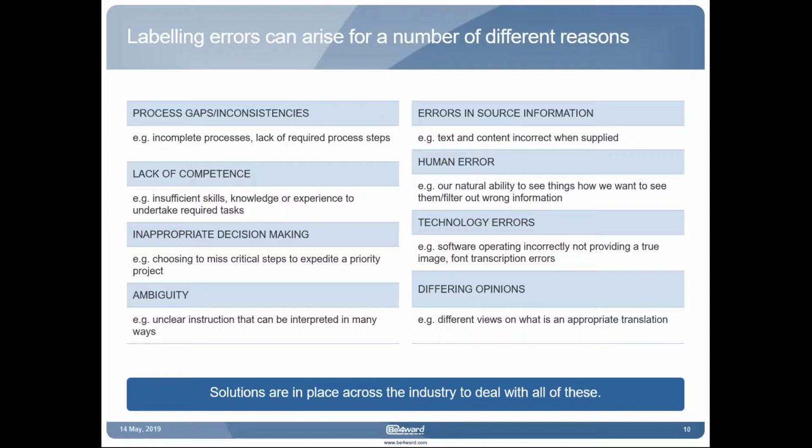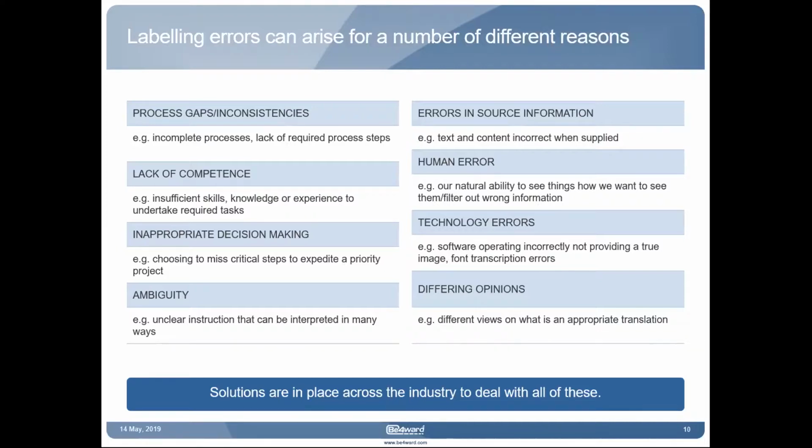Ambiguity. People are not entirely sure of what the instruction means. They go and do something, but it's not the right thing to do. Errors in the source information. So if you get garbage coming in, you're going to have garbage going out. We'll touch on that again later.